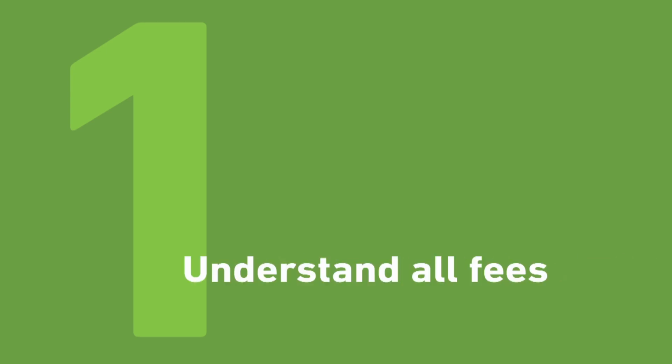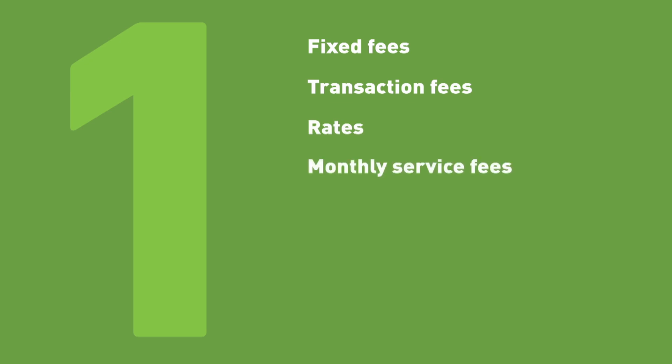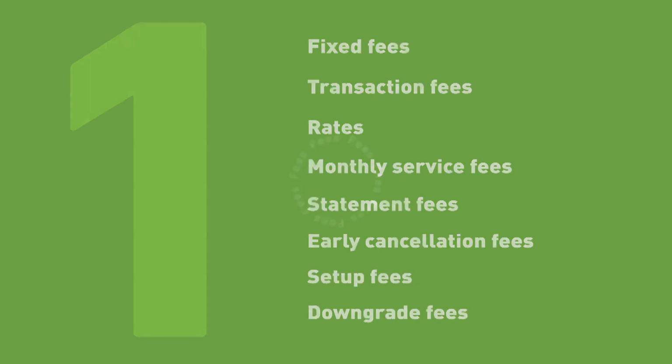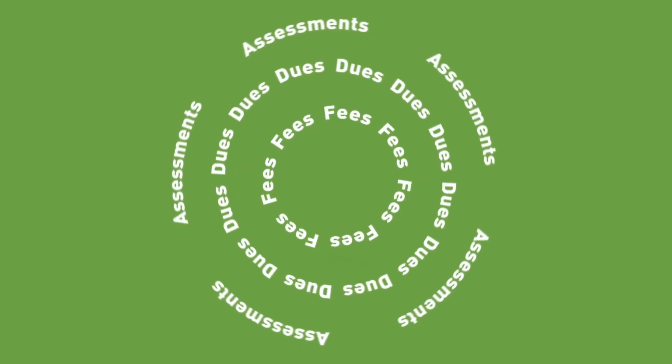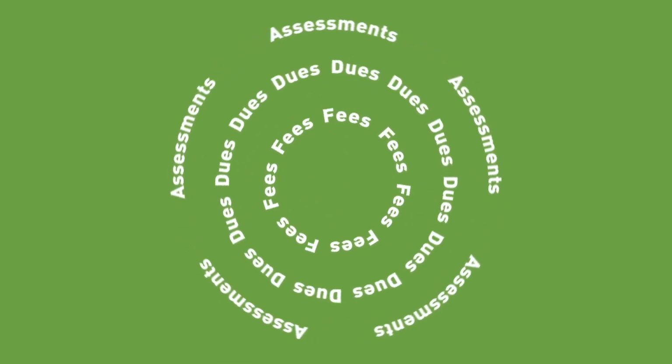Step 1. You want to understand the fees and the MPA, known as the Merchant Processing Agreement. Your fees are going to include things like fixed fees, transaction fees, rates, your monthly service fees, statement fees, early cancellation fees, setup fees, downgrade fees, any and all fees, dues, and assessments that they could put on that merchant service agreement. You should understand and know why they're there and why their costs are what they are.